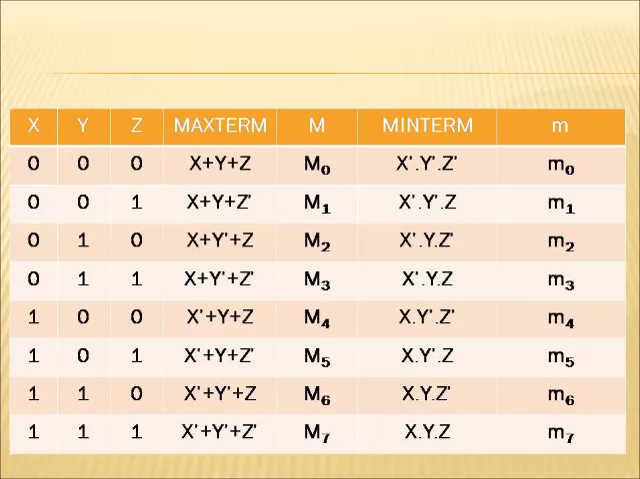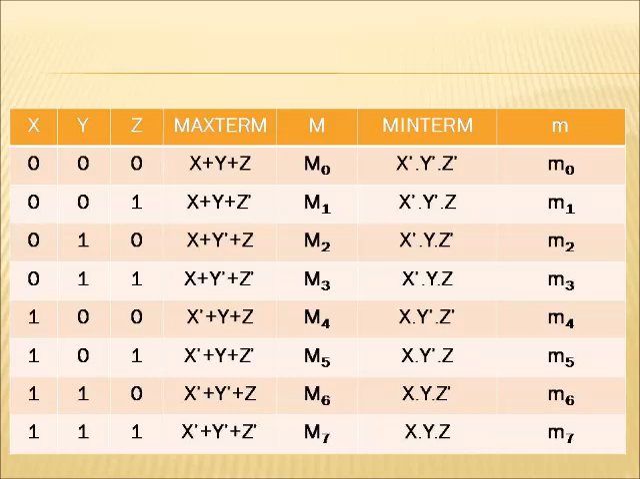So when x is equal to 0, y is equal to 0 and z is equal to 0, the max term means we join with the OR operator. That is, x is equal to 0 in a max term is in normal form, so we can write x plus y plus z. When x is equal to 0, y is equal to 0 and z is equal to 1, we can write it as x plus y plus z bar.